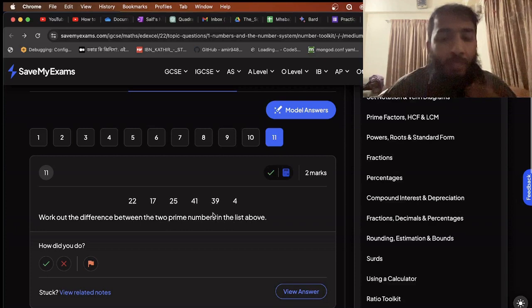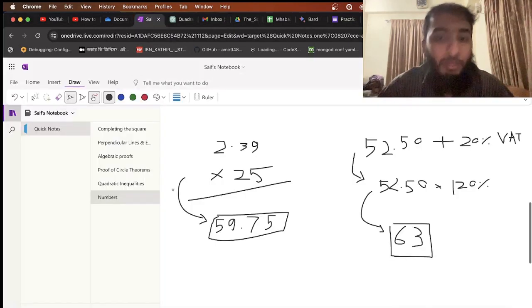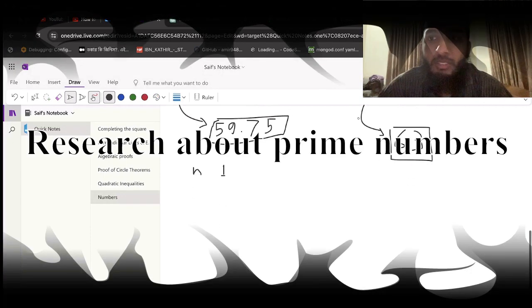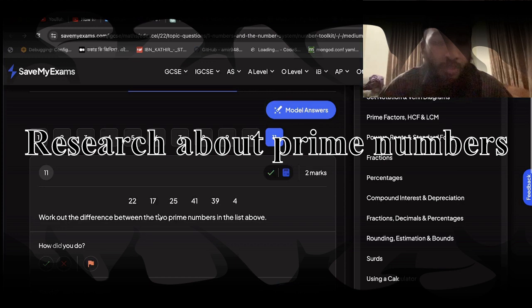2 of them are prime, so you go through each one of them and test whether it is a prime number or not. First you have to understand what a prime number is. A prime number is a number that is divisible by only itself and 1 and no other number. So let's test whether each of them is a prime number or not.